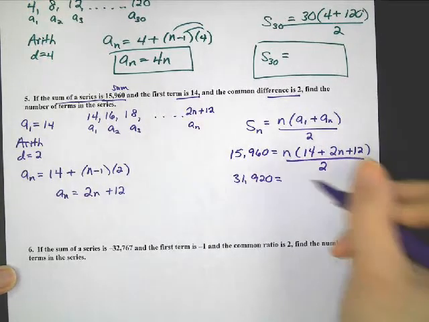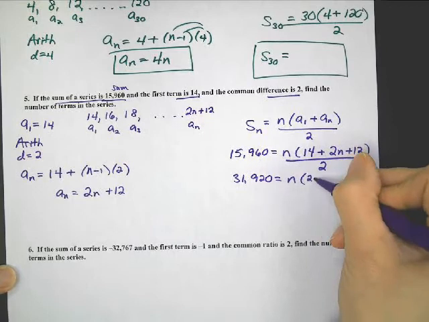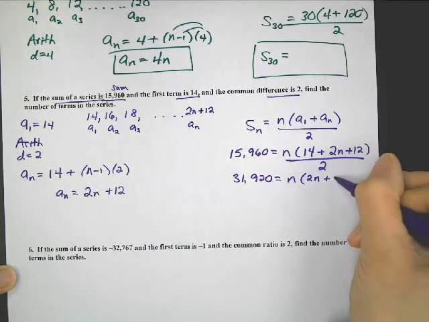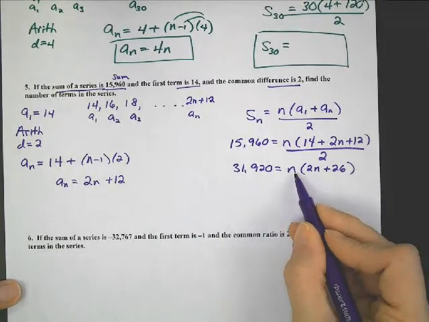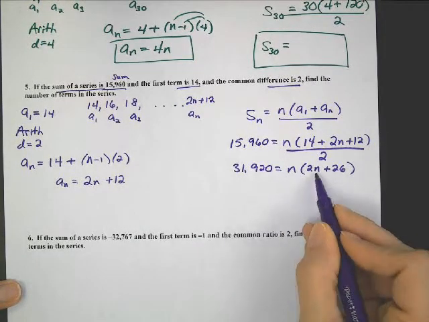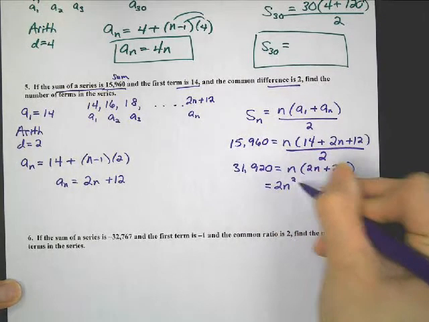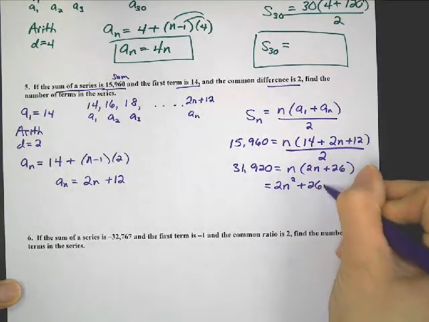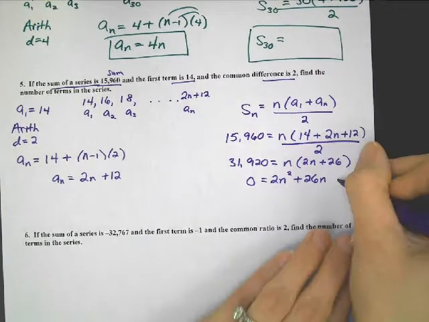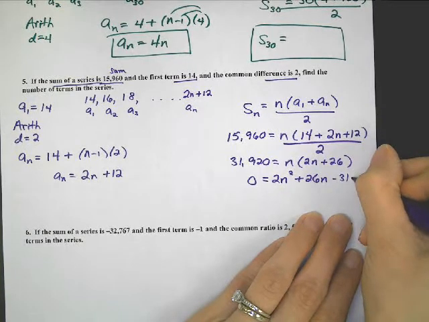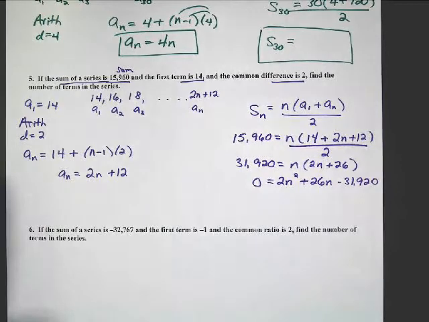31,920. And maybe what I'll do is clean up inside the parentheses here. 2n plus 26. I have to distribute an n. Oh, is this turning into a quadratic equation? 2n squared plus 26n. Well, if it's quadratic, I better move everybody over to one side, putting everything in descending order. Oh, I can solve a quadratic.